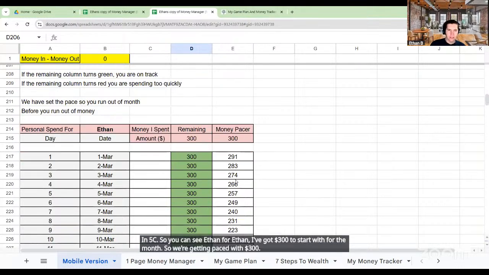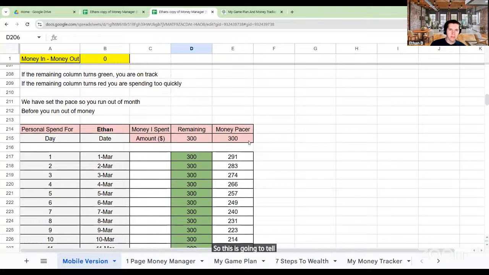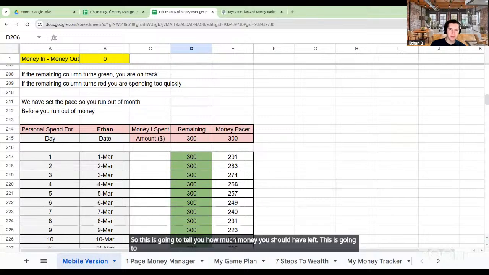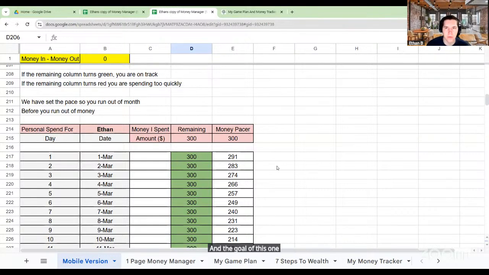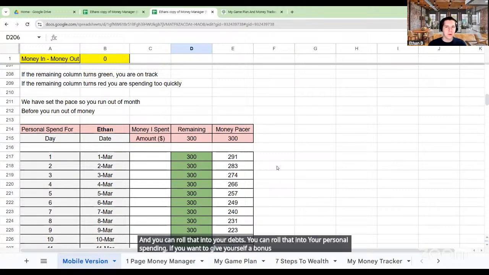So this is going to tell you how much money you should have left. This is going to try to pace you. Don't spend more than this or you're going to be running out of money before you run out of month. And the goal of this one is so you're going to run out of month before you run out of money. So at the end of the month, you should have a little bonus. You should have some extra, and you can roll that into your debts. You can roll that into your personal spending. If you want to give yourself a bonus at the end of the month and reward yourself, whatever that is, this is going to track you.